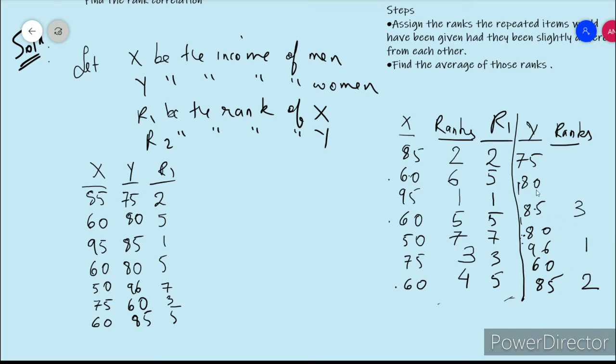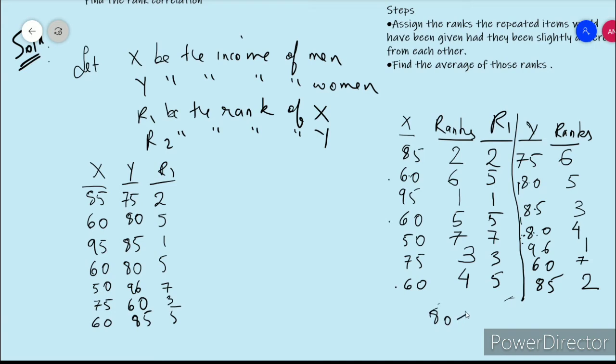Then we move to the next high value, which is 80, but 80 gets repeated over here and here. Suppose if we assign this 80 the fourth rank, if this 80 was slightly different, it would have been assigned the fifth rank, or it would have taken the fifth rank. Then the next high value is 75, which occupies the sixth rank, and 60 the seventh rank. So two items get repeated.